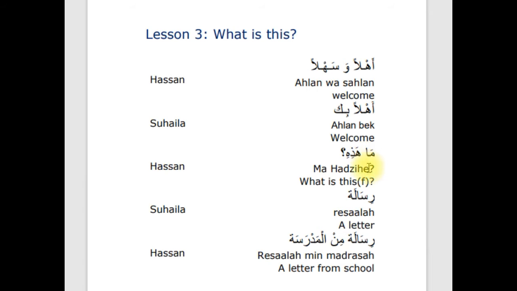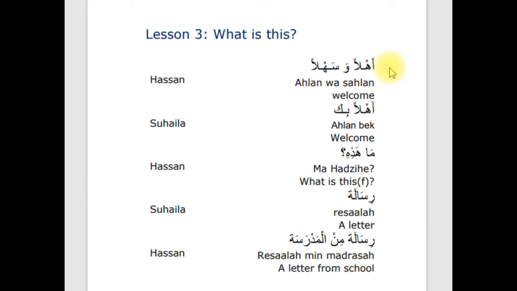ما هذه؟ سهيلة, رسالة. رسالة, a letter. رسالة. حسن, رسالة من مدرسة. رسالة, a letter. من, from, مدرسة, school. رسالة من مدرسة. Let's repeat again.